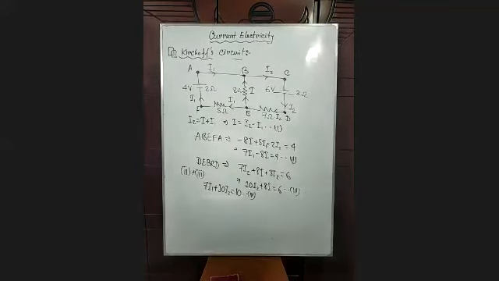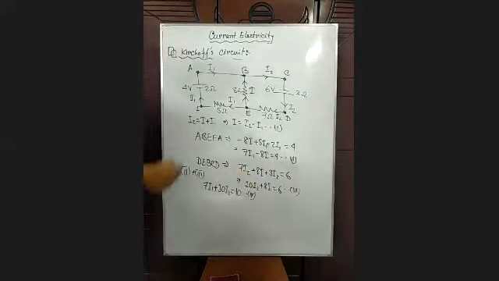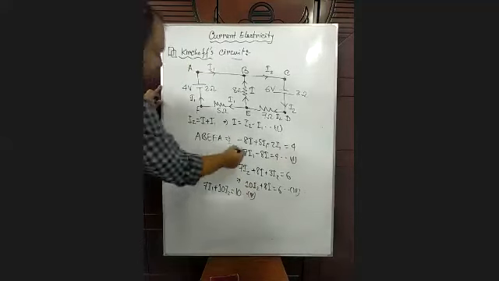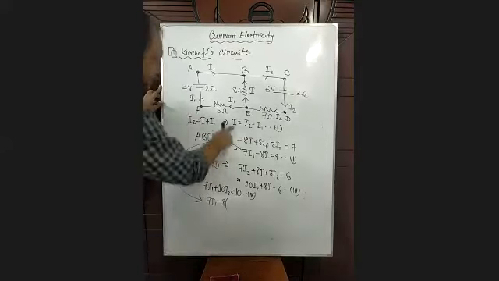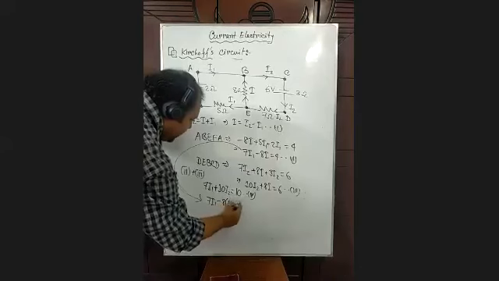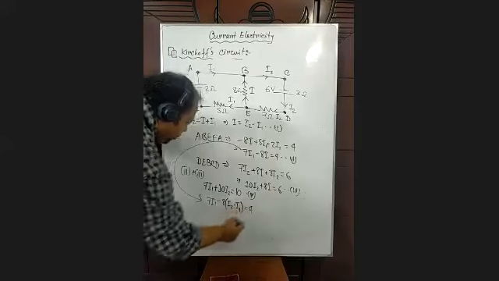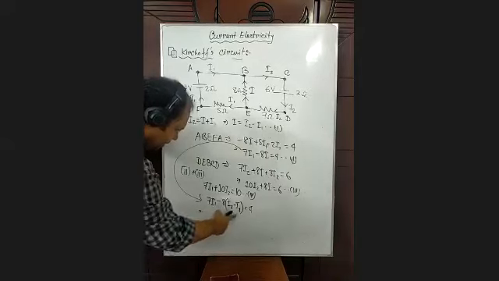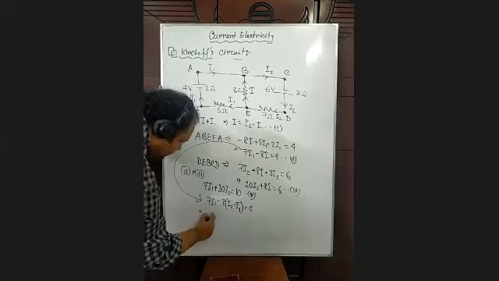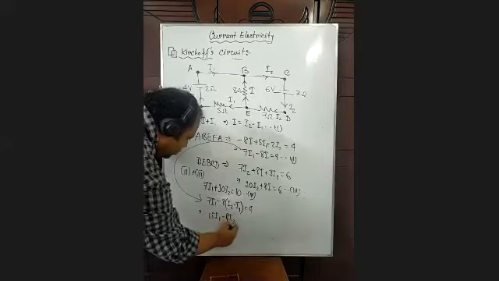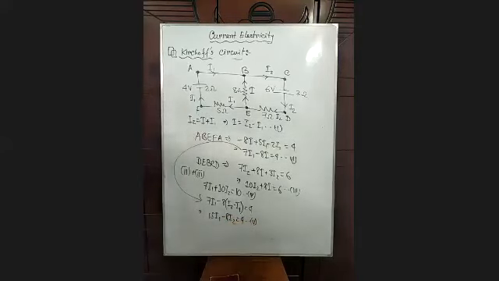Now recall any equation, 2 or 3. I recall equation 2: 7I1 minus 8 times I, and what is I here? I2 minus I1. So 7I1 minus 8 times (I2 minus I1) is equal to 4. So it will be 15I1 minus 8I2 is equal to 4. This is equation number 5. Now solve these two and tell me the result.